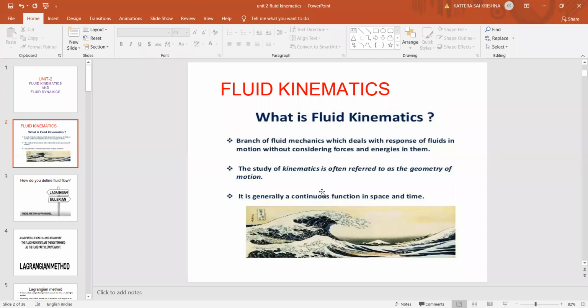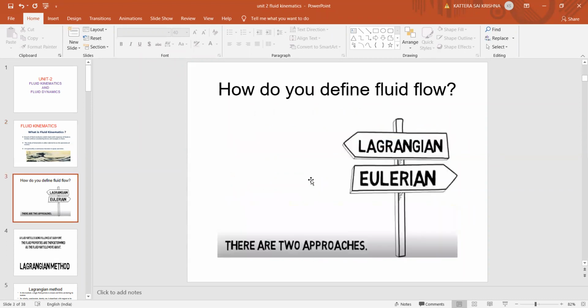Okay, so this is the definition for your fluid kinematics. You can write down the definition. Fluid kinematics is defined as the branch of science which deals with the motion of fluid particles without considering the forces causing the motion. Please write down the running notes. Later I will send the slides or material to you.